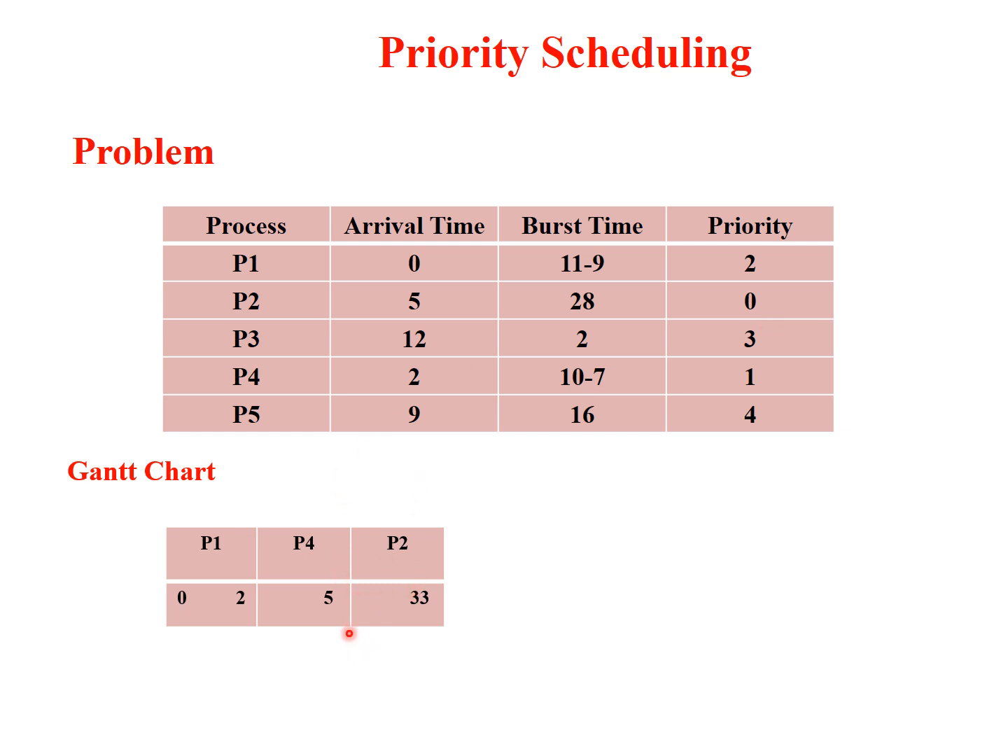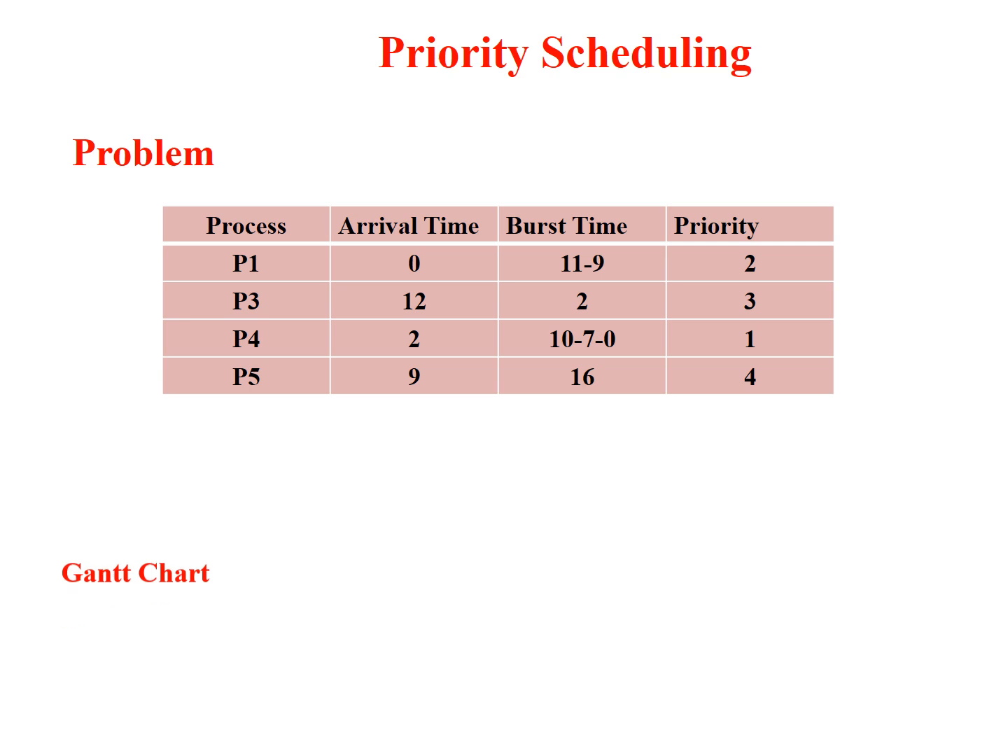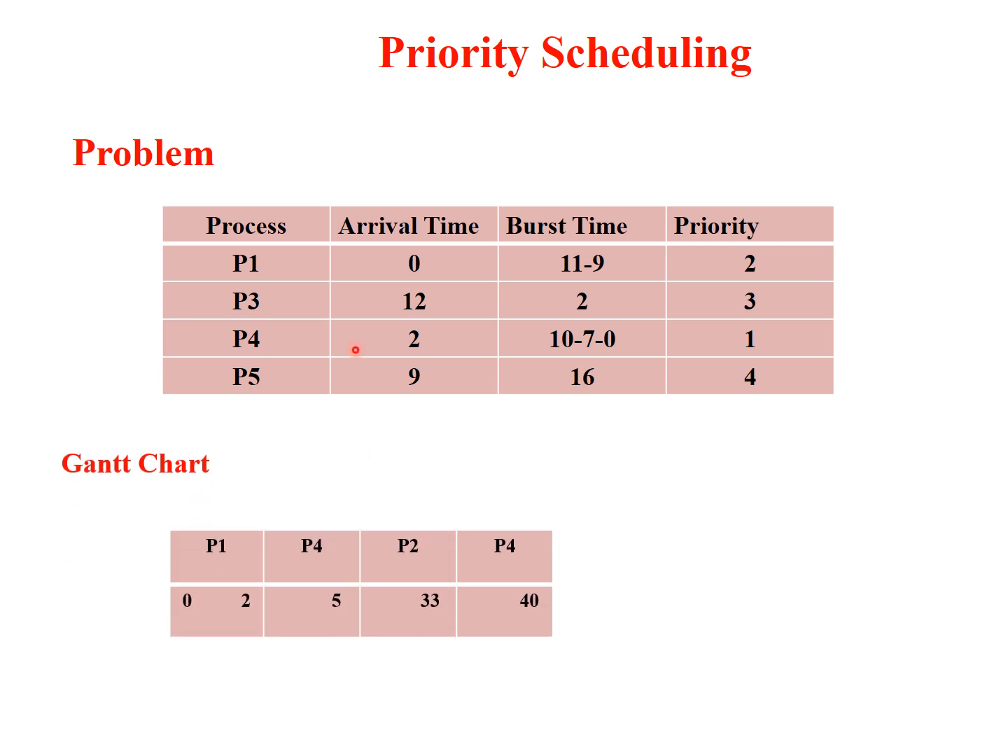So we will allow P2 to continue. P2 begins execution at 5 and ends at 33, since its burst time is 28. Once P2 gets over, out of the remaining processes we need to schedule the highest priority process. Out of the remaining 4 processes, the priority of P4, which is 1, is higher compared to the others. So P4 is allowed to continue.